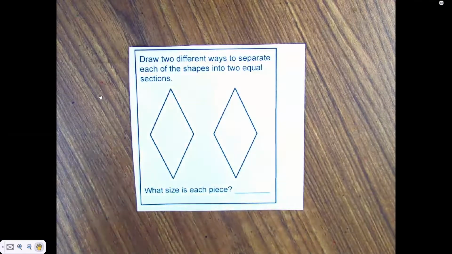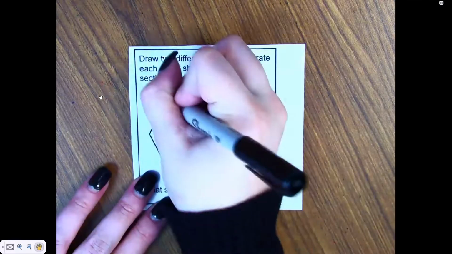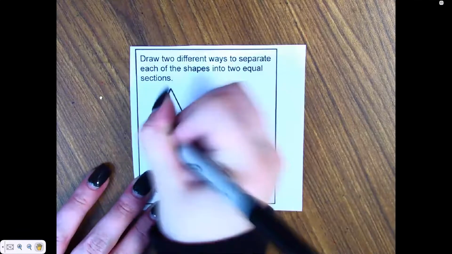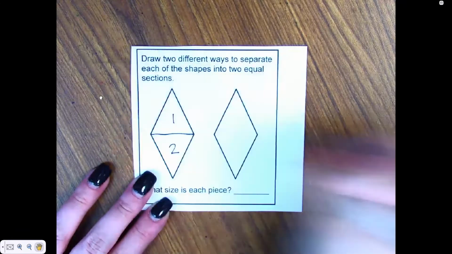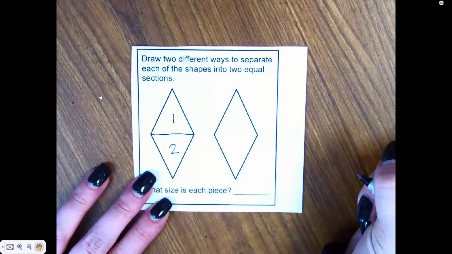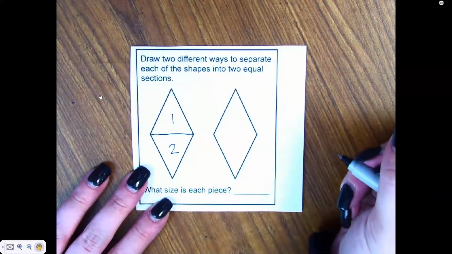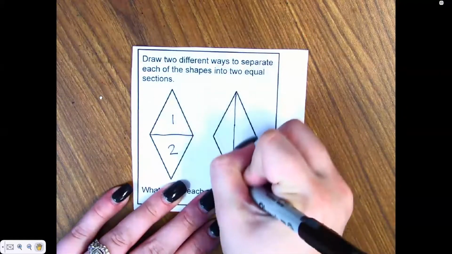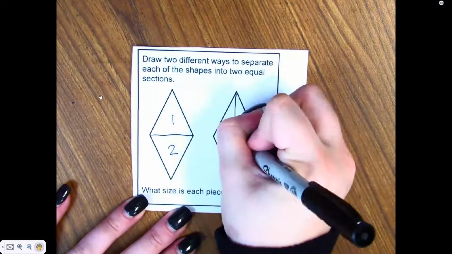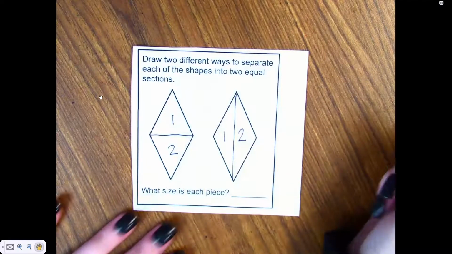Holly, how could I divide one of them? You can draw a line where those 2 points are on the sides. On the side, okay. And then I have 1, 2. Bella, how else could I do it? You can do a line straight through the middle. A line straight through the middle. And then I have 1, 2.